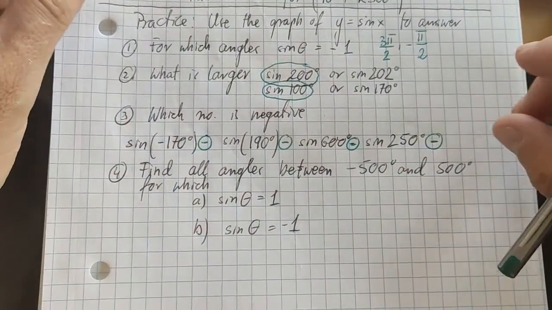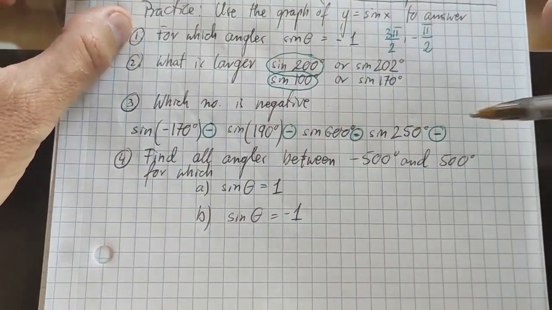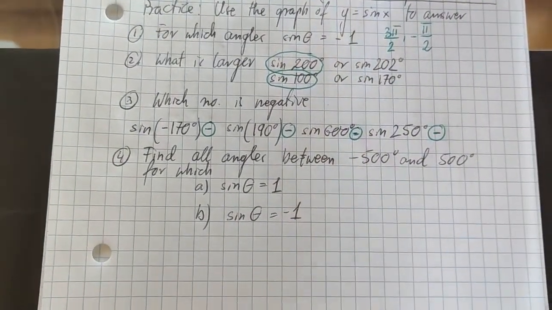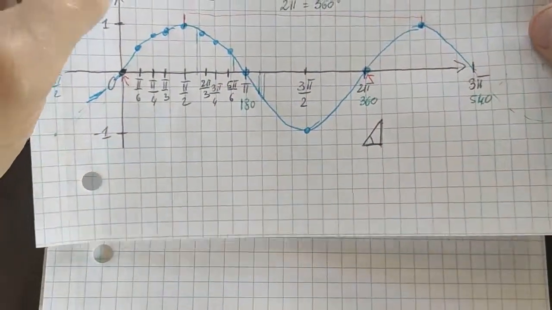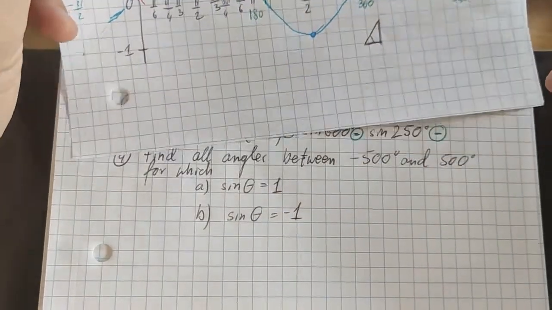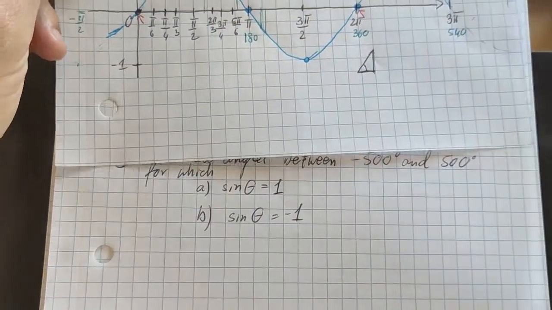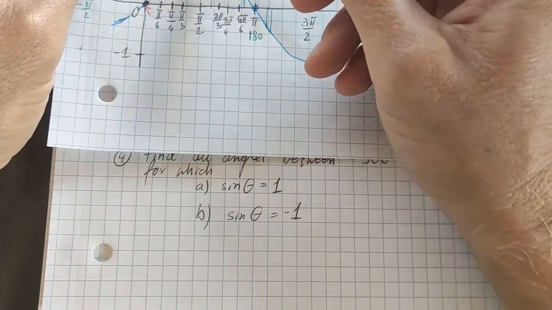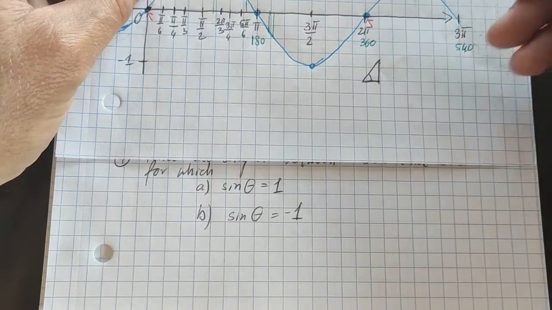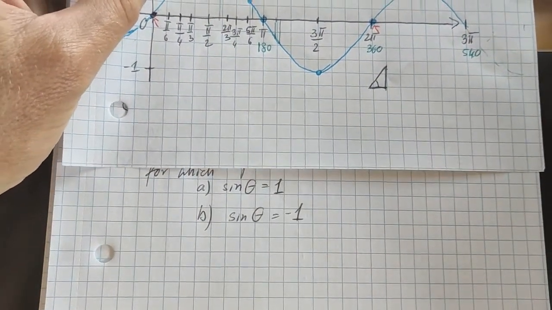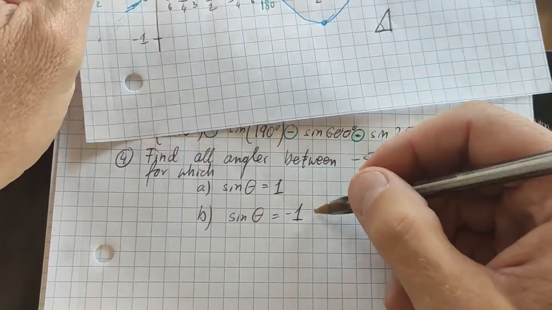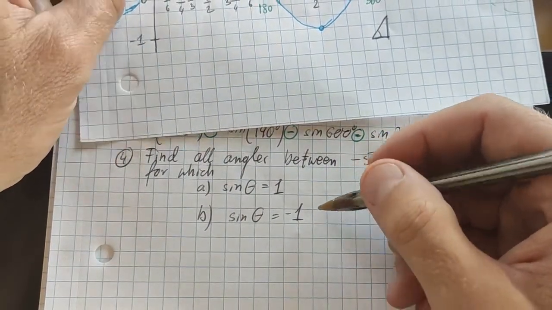Alright, let's do the last one. So I need to find all angles between negative 500 and 500. Alright, so let's look at our graph. So in the positive direction, I'll have this, pi over 2, and I will have this. So what was that? Was that 5 pi over 2? I think so. Or we can think in terms of degrees, I guess.